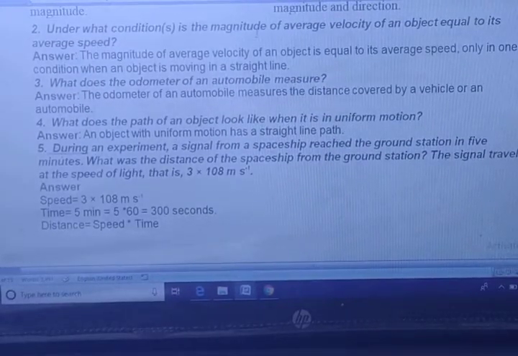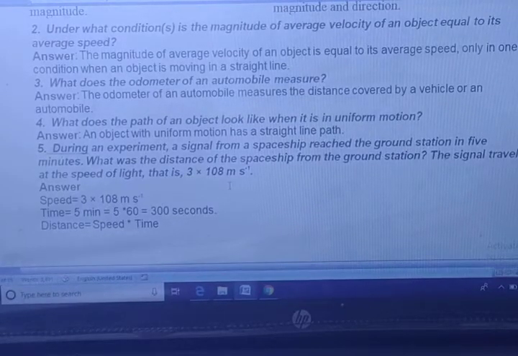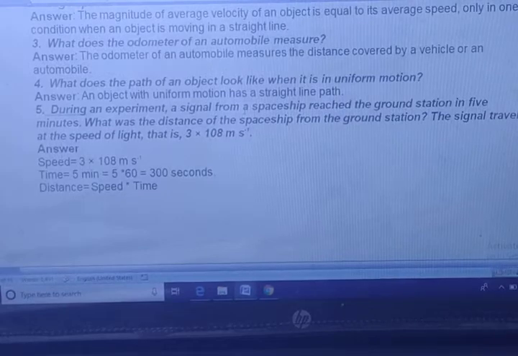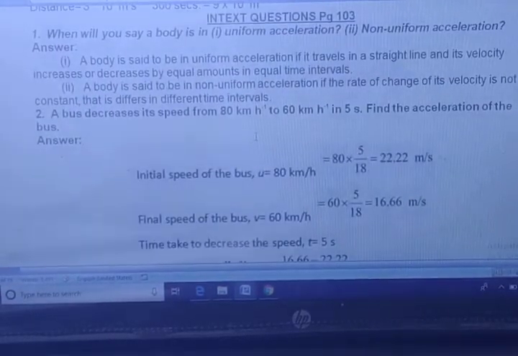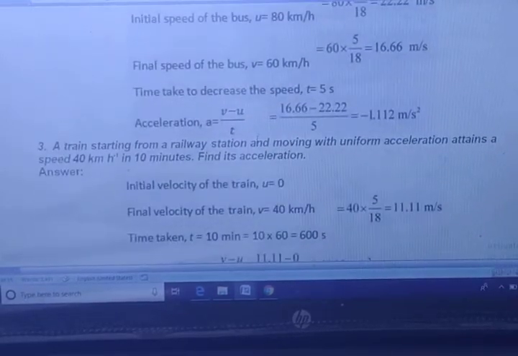Under what condition is the magnitude of average velocity of an object equal to its average speed? You can check here. What does the odometer of an automobile measure? You know very well, the odometer of an automobile measures the distance covered by a vehicle or an automobile. So here you can see each and every numerical, and after that we'll move towards the exercise. These are the in-text questions, as I have already told you in the previous videos. You can go through it.